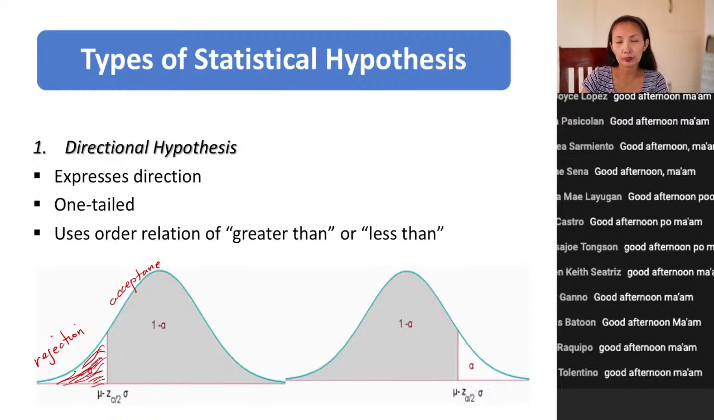Left tailed ito. Okay? Pag naman ito, right tail test ito. Ito yung rejection region. So that's the difference. Rejection region and acceptance.